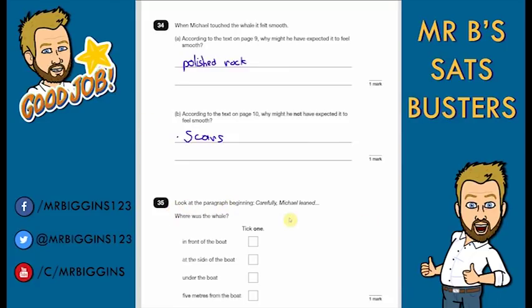Question 35 says, look at the paragraph beginning, carefully Michael leaned. Where was the whale? So let's have a look there. One that we've just read there, and at the start of it, it told us. So it said, carefully Michael leaned over to look. On one side of the boat lay the whale's tapering tail, on the other side the head. So it tells us on one side of the boat he's got the tail, the other side he's got the head. So we know it's not in front of the boat, we know it's not at the side of the boat, we know it's not 5 meters from the boat, we know it is under the boat because it tells us in the text.